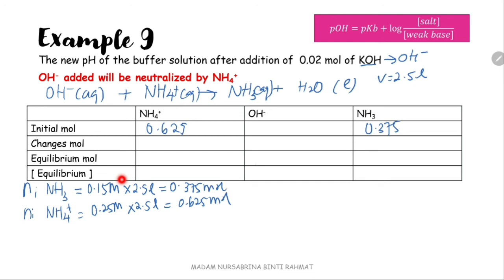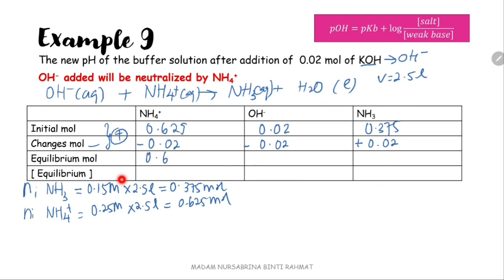And for the hydroxide ion, it simply comes from our KOH, which is 0.02 mole. Okay, so changes is not in terms of X, but here you have to refer to the number of moles of the hydroxide ion that is present. So we want to remove all the hydroxide ion that is available, so 0.02. Since ammonium ion is reacting with my hydroxide ion, the change is negative 0.02. And my ammonia is being produced throughout the reaction, so positive 0.02. Okay, so equilibrium is simply initial mole plus the changes mole.